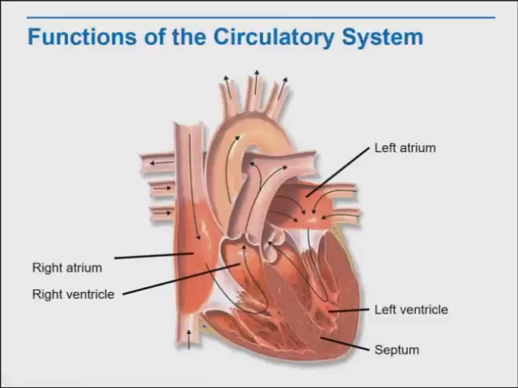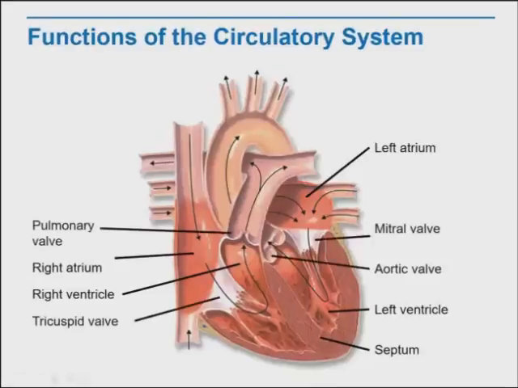Each upper chamber, or atrium, receives blood from the body. The right atrium accepts oxygen-poor blood from the body, while the left atrium accepts oxygen-rich blood from the lungs. Each lower chamber, or ventricle, pumps blood out of the heart. The right ventricle pumps oxygen-poor blood to the lungs, while the left ventricle pumps oxygen-rich blood to the body.